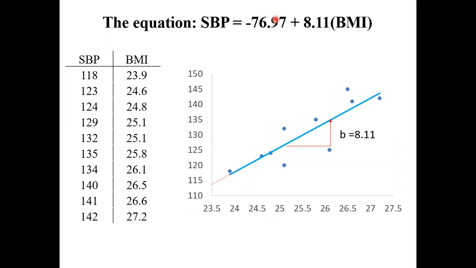Only for prediction purposes. Supposing a person's BMI, let's say, is 25. So what is the BP? 25 times 8. How much is 25 times 8? 200. 200 minus, let's say 76. How much is 200 minus 76? 124. Somewhere here. Right? That's only for prediction.